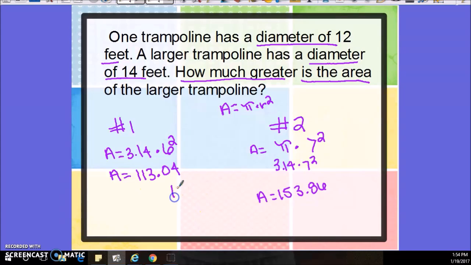Now it wants to know how much greater is the area of the larger trampoline. How do we figure that out? You're going to subtract. So you're going to subtract 153.86 and 113.04. And what is that going to give us? 40.82. So that is the difference in the area. That's how much more area the second trampoline has than the first one.